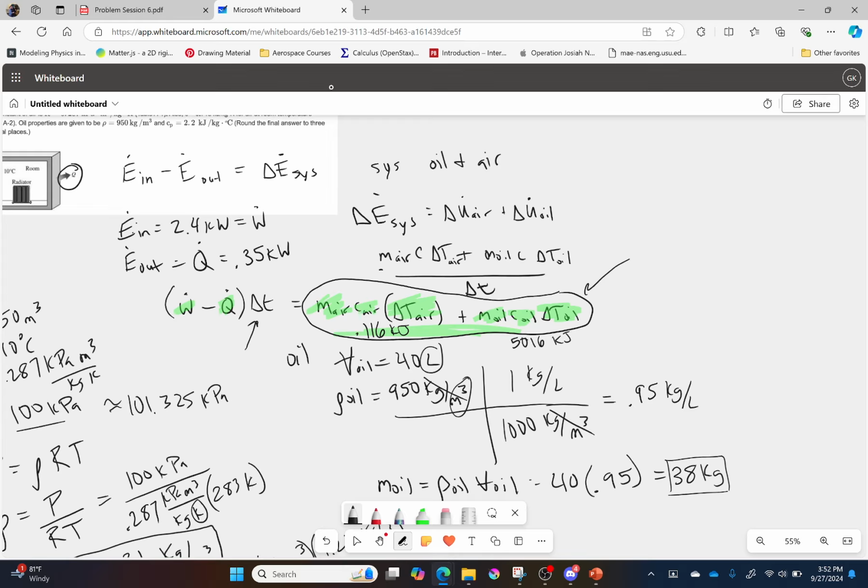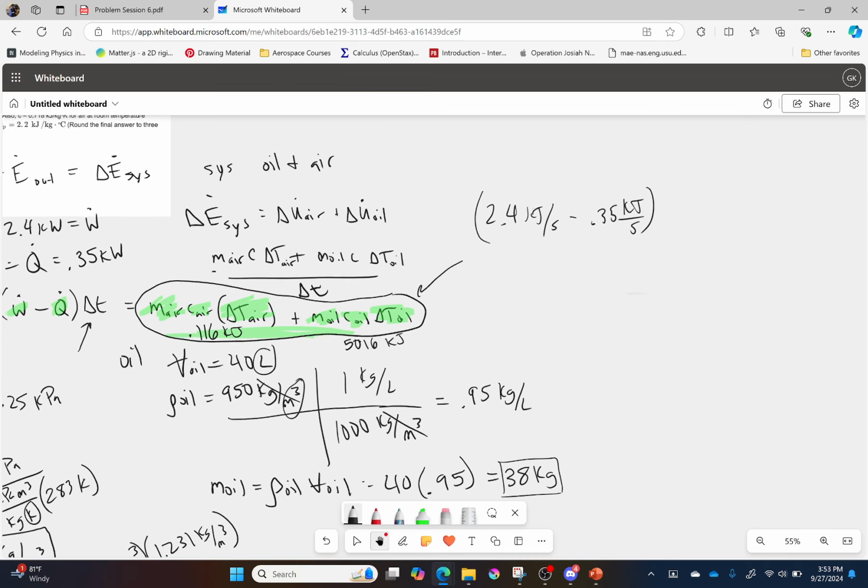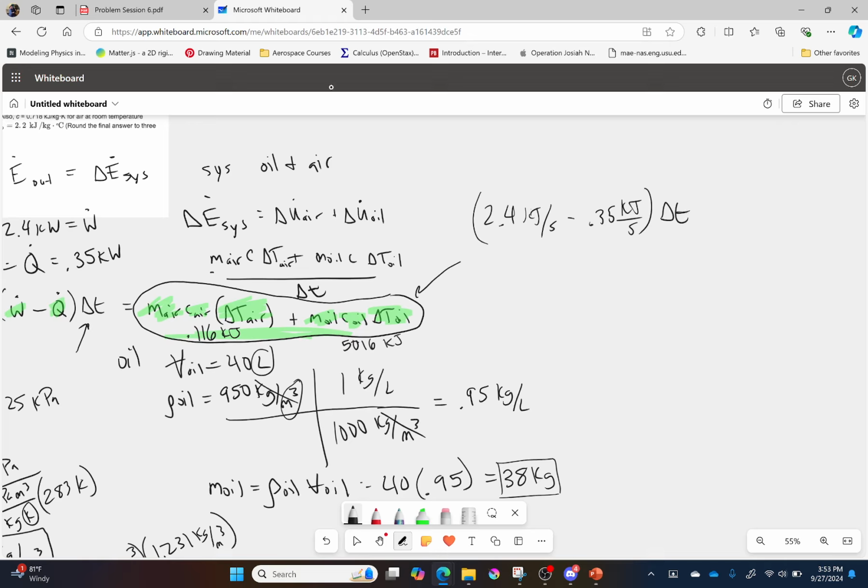Okay, so with that, I think I could do the best of the math by hand. So let's kind of plug it in here. So I have 2.4, that is my power input, kilowatts, which are just kilojoules per second, just so you know, minus 0.35 kilojoules per second, okay, times delta T is equal to, really the oil is the only one that matters. I don't even need to include the air. I'm going to just be extra exact and add them both together. So I'll have 5,016.116 kilojoules. Now let's solve for delta T.